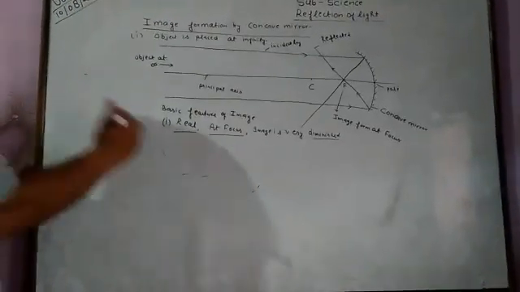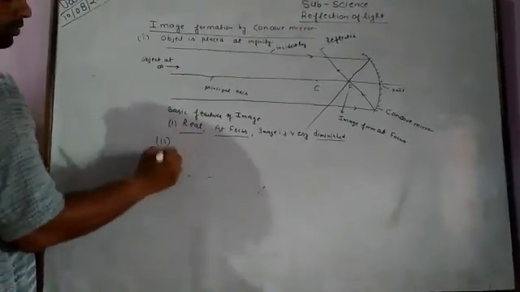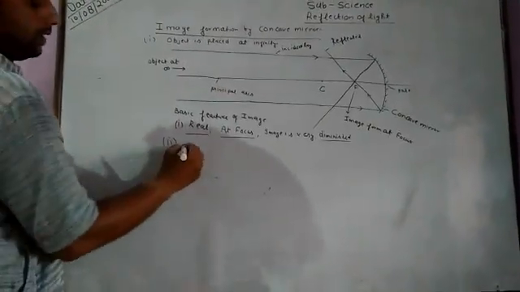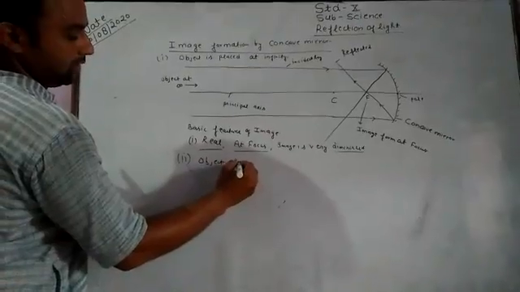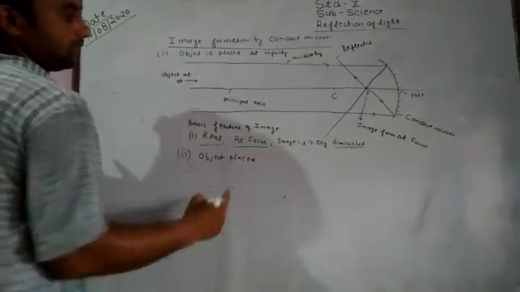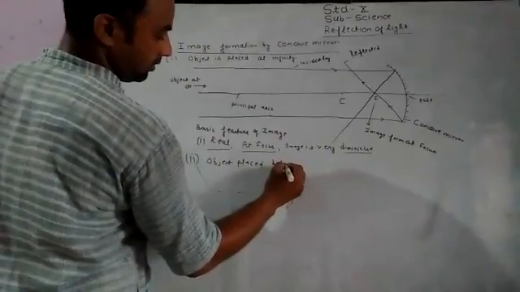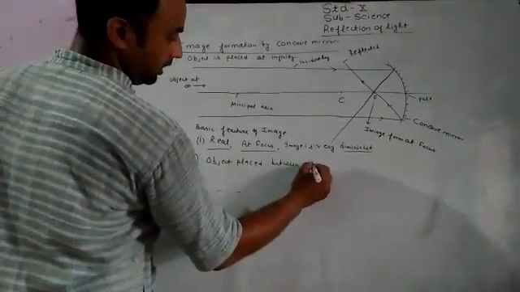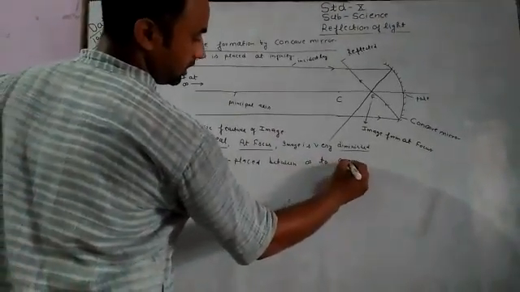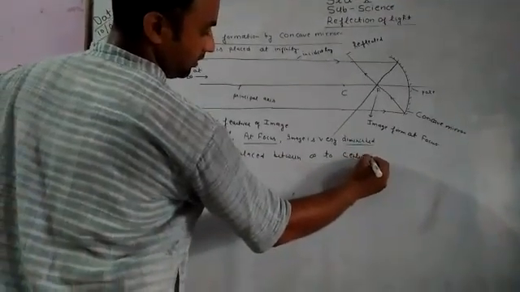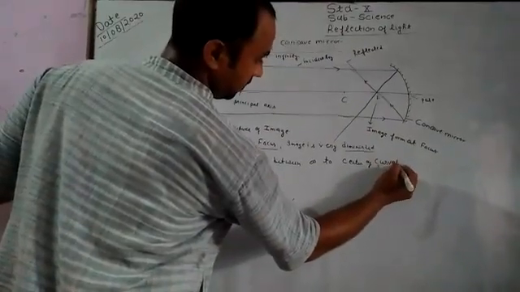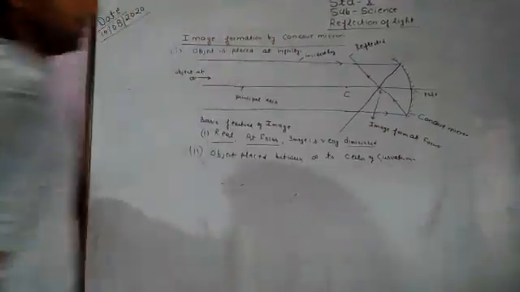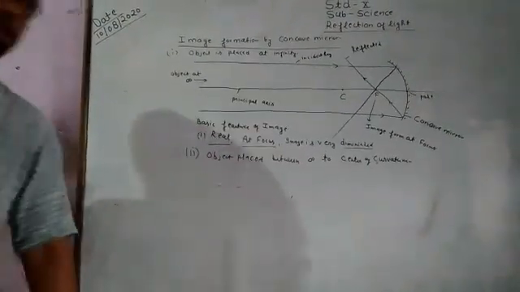And for the second image formation, we have to draw the case when the object is placed between infinity and the center of curvature. In the next lecture we will discuss the object placed between infinity and the center of curvature.